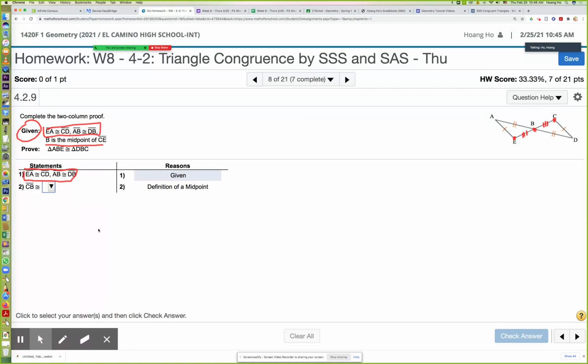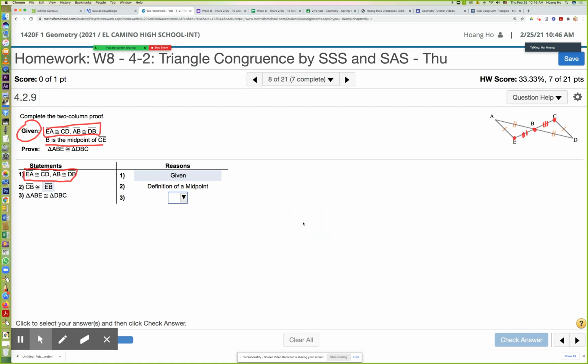CB, they said B is the midpoint of CE. So CB has to be equal to EB. Definition of midpoint. Now, the two triangles are congruent by side.